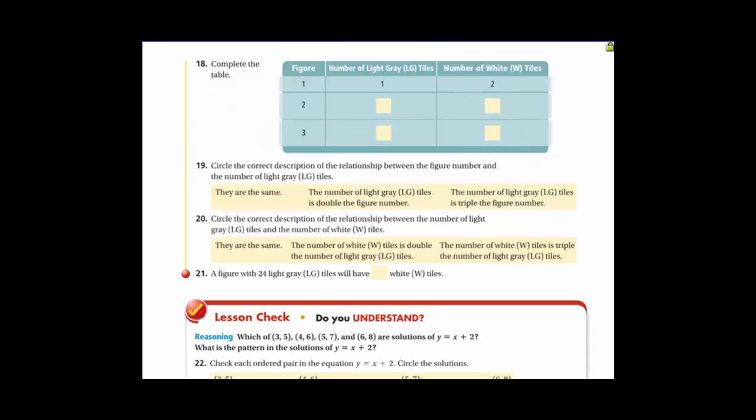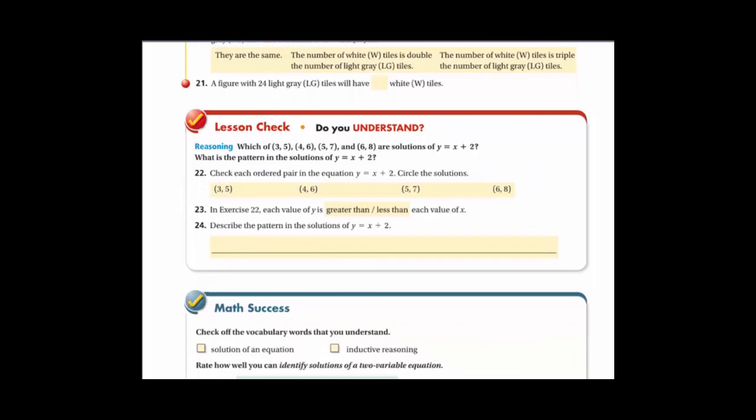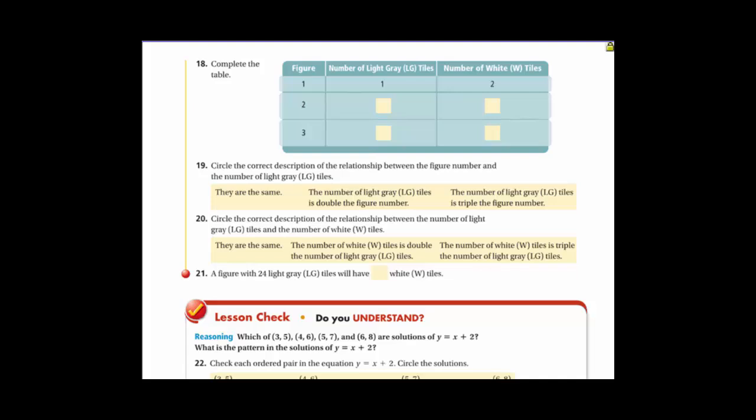Go ahead and work on the rest of your notes here. Pause the video, spend some time on that, and when you're ready, come back and I'll show you what the solutions are and you can check your answers. Welcome back. Here are the answers to 18, 19, 20, and 21. Take a few seconds to scan over those answers. If there's anything confusing for you, remember to ask about it when you get a chance in class.